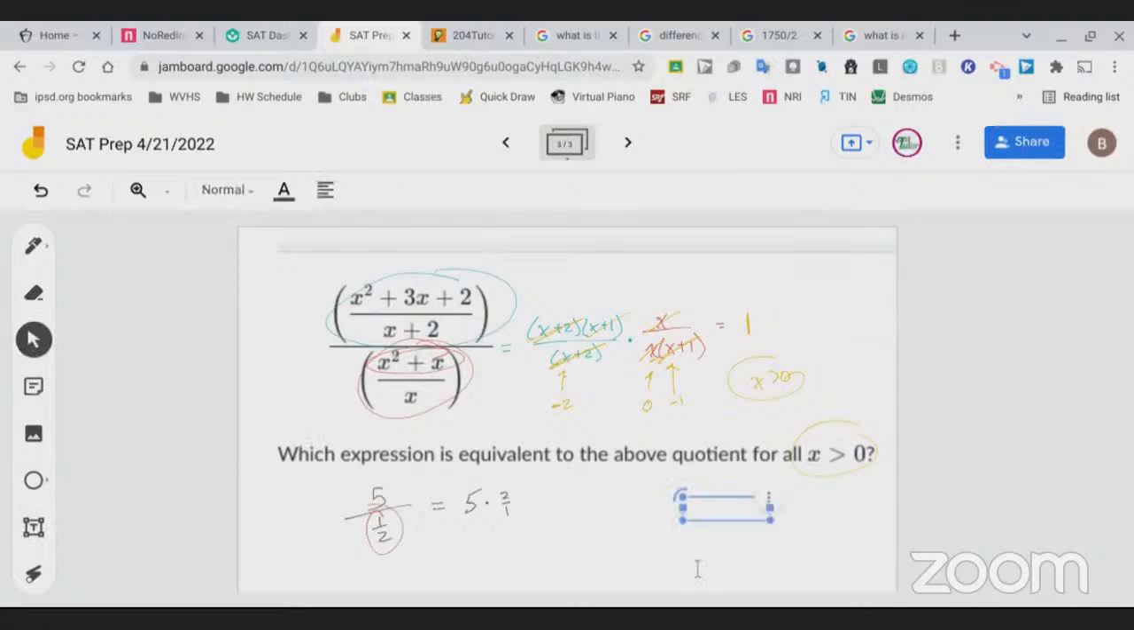Okay. So this is just a rational expression. I'm dividing this by this. So I flip this one. Then that becomes a multiplication problem. That's just how you divide by fractions. Got it.